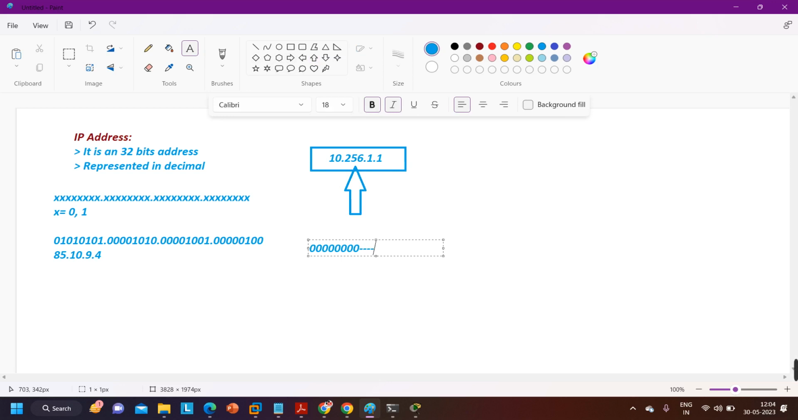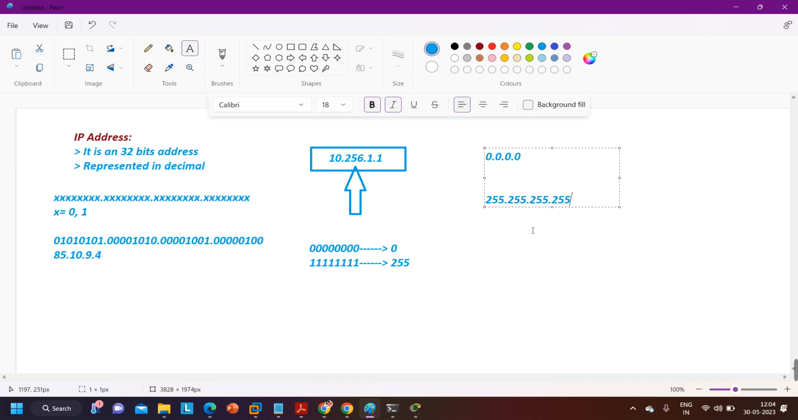See, if all 8 bits are 0, then the decimal value will be 0. If all bits are 1, then you will get the value 255. So in one octet, the value can be 0 to 255 only, yes or no? So your lowest IP address can be 0.0.0.0 and your largest IP address can be 255.255.255.255. Yes or no? Yes.